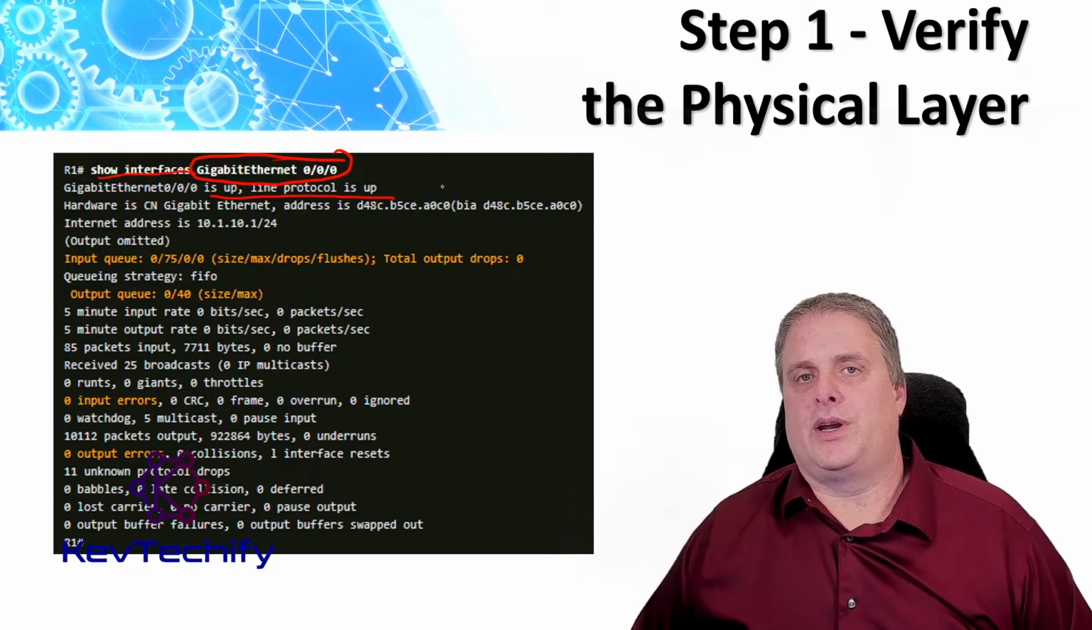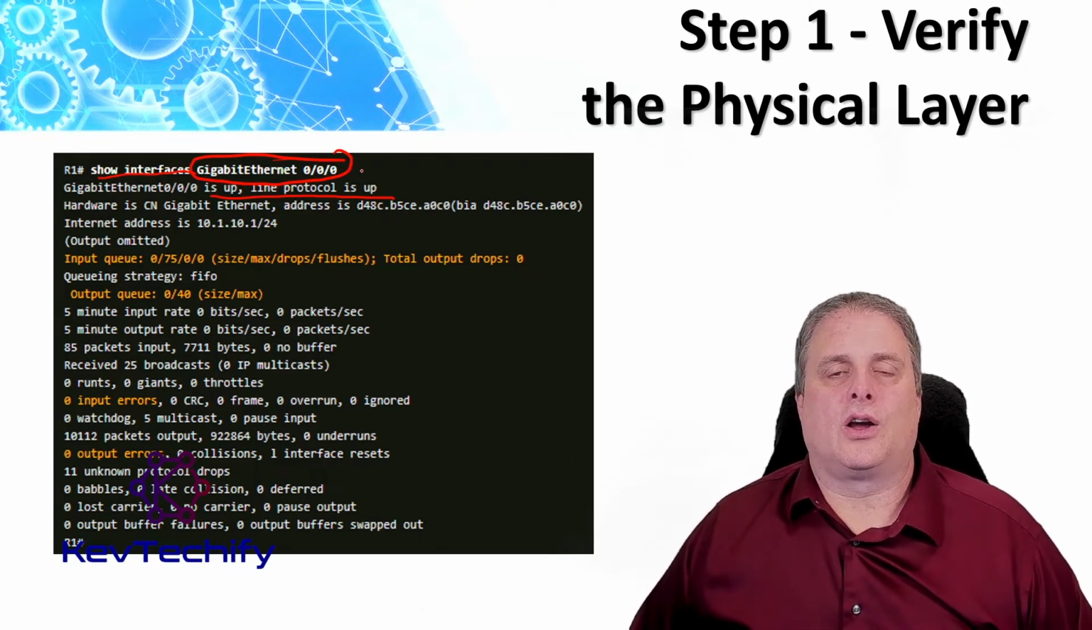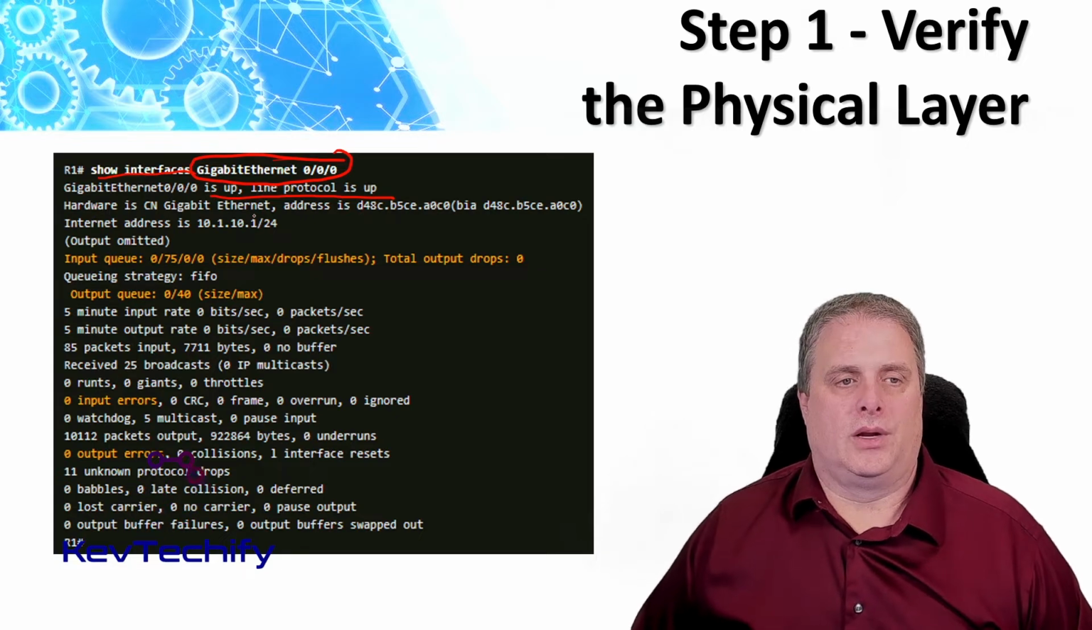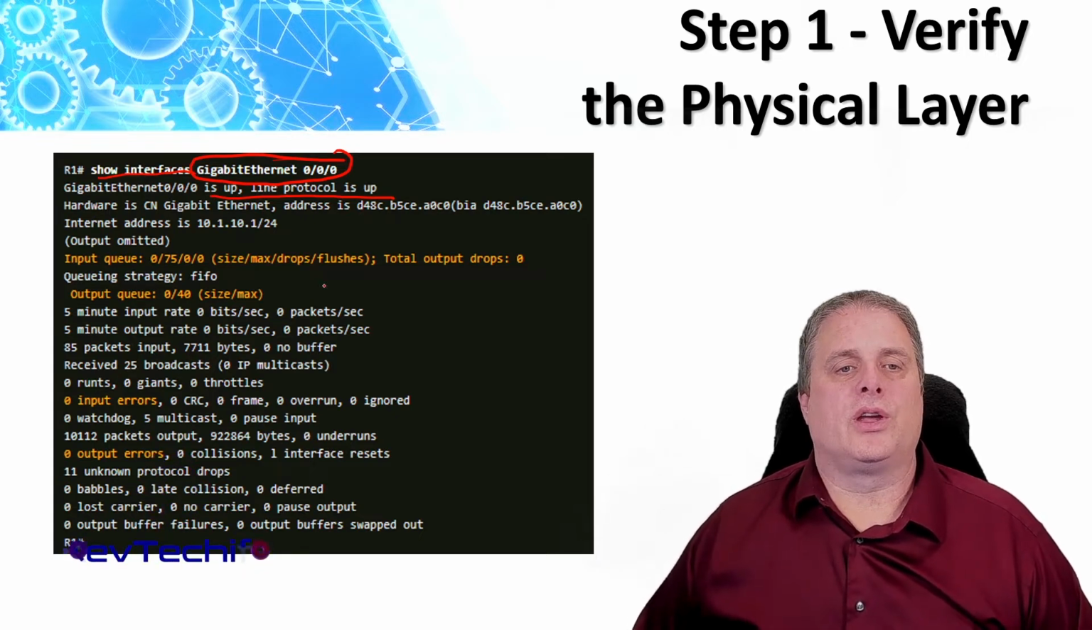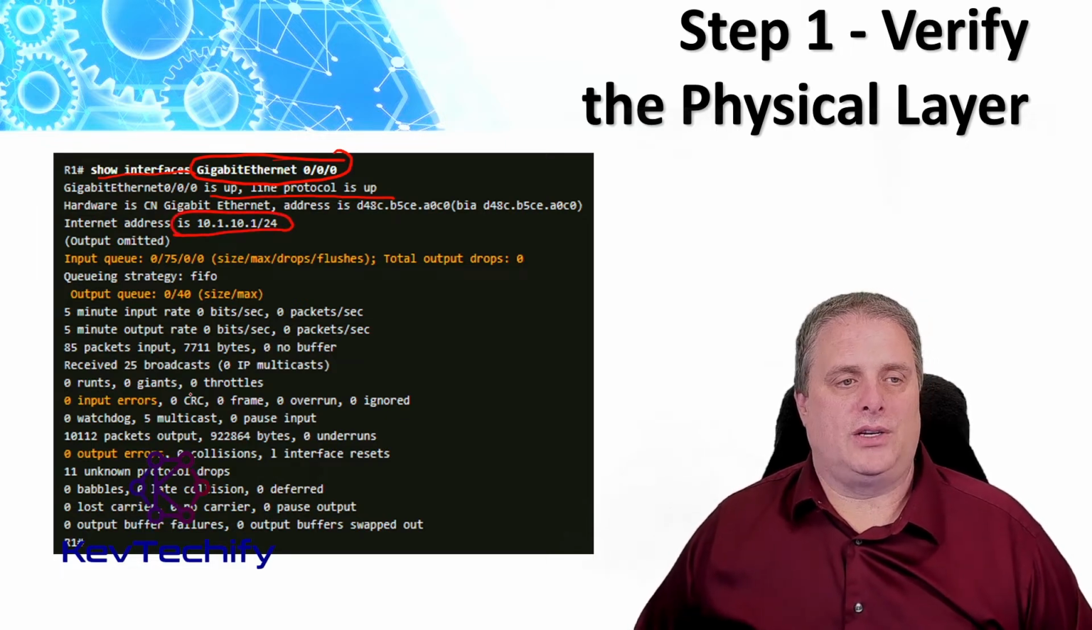Now, if it was administratively down, that means somebody did a shutdown on it, or there was an error that caused it to go into disabled mode. So if it's up and up, then we can start looking for other things. Next one here is the IP address. Is that the correct IP address?